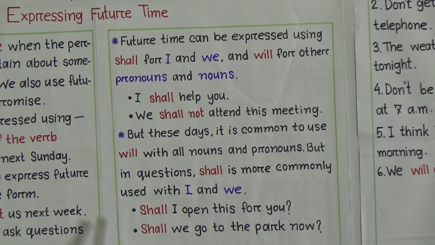For example, we can say, "Shall I open this for you?" "Shall we go to the park now?" Here we find I and we, and this is a question because at the end of this verse we find question marks. So we have to use shall as the verb.